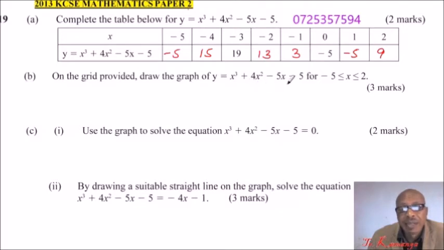B, on the grid provided, draw the graph of y equals x cubed plus 4x squared minus 5x minus 5, for x greater than or equal to minus 5 and less than or equal to 2. This is called the range. When you fill these values, you get 2 marks. Now I'm going to do that on another page, so that we have the grid provided. So let's go ahead and draw our graph using the table that we have filled in here.